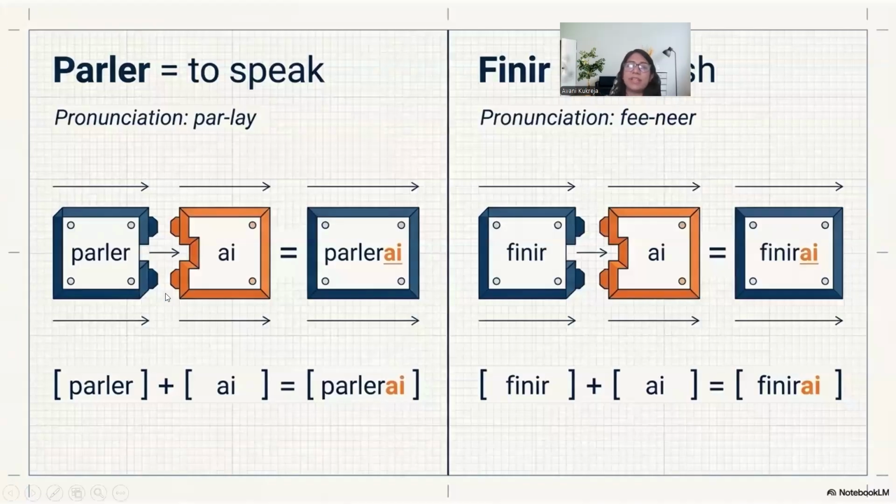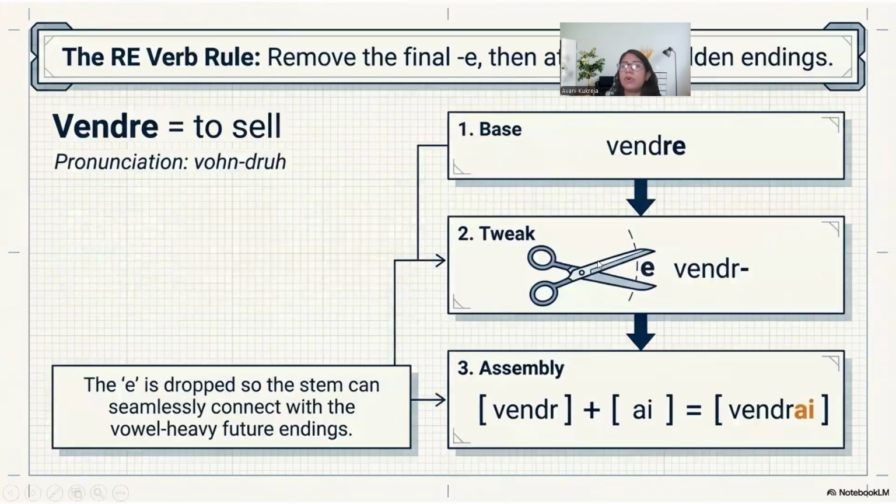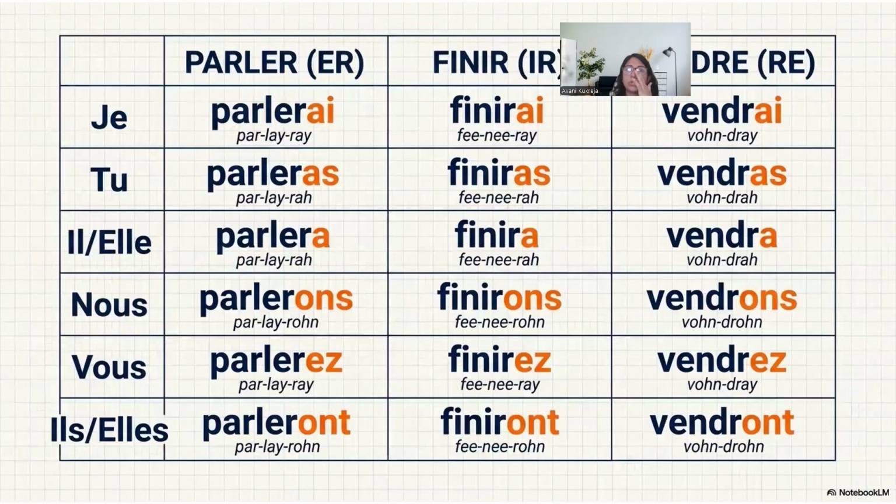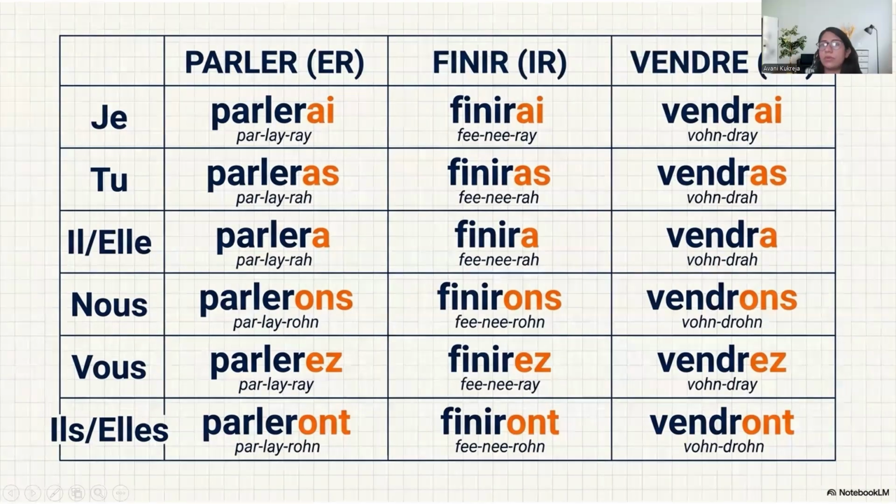So please remember that for ER ending verbs or IR ending verbs, we just add the endings, and that is how we form the simple future tense. But the exception is RE ending verbs. For RE ending verbs, we just remove the E and we add the endings. That's it. That's all we need to do. Let's see the whole conjugation, everyone, and you guys repeat with me as well. So here we go, everyone.